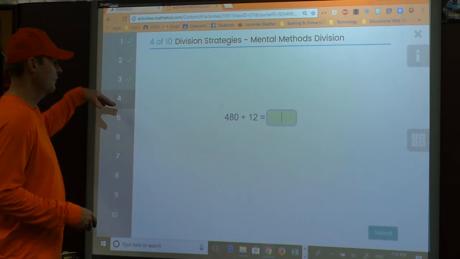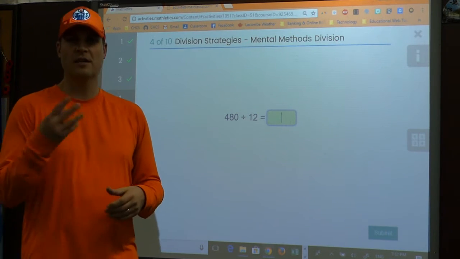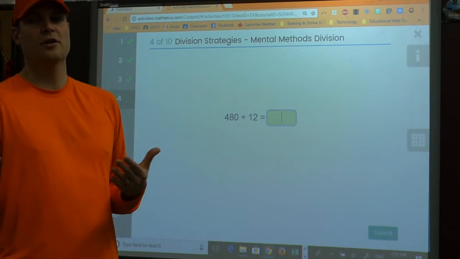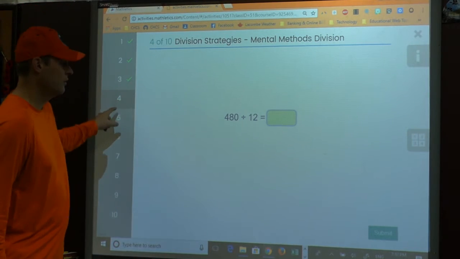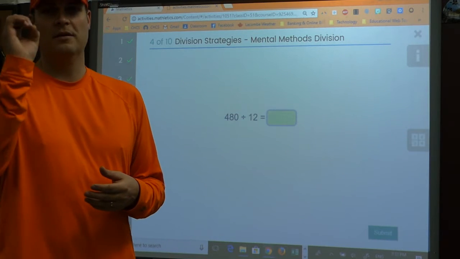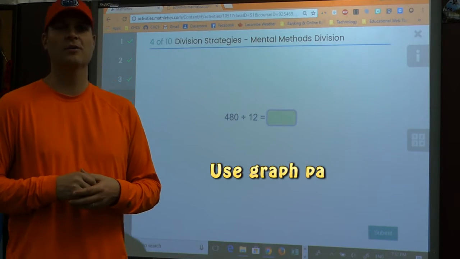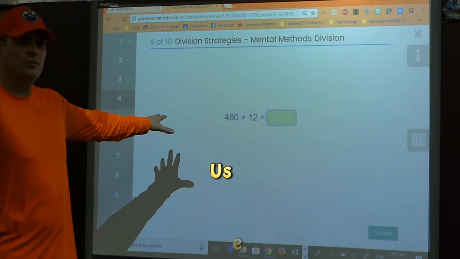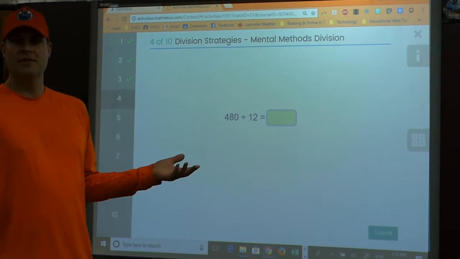I'm already on question 4, which is past the first 3. The first 3 questions are basically division multiplication facts that you can work out. But once you get to question 4 and on, I for sure want you to be using your graph paper. Please be working those questions out on paper to show your work. And I'll show my work right here on the smartboard. Let's go over the strategy together now.